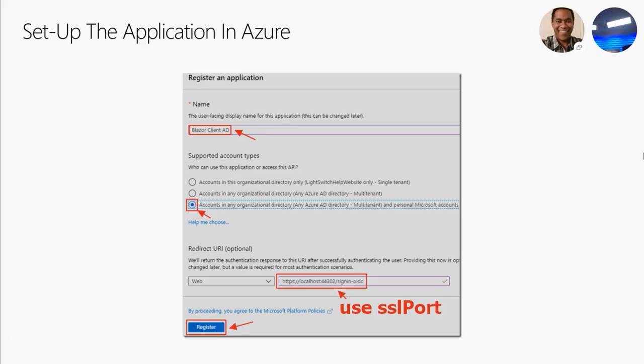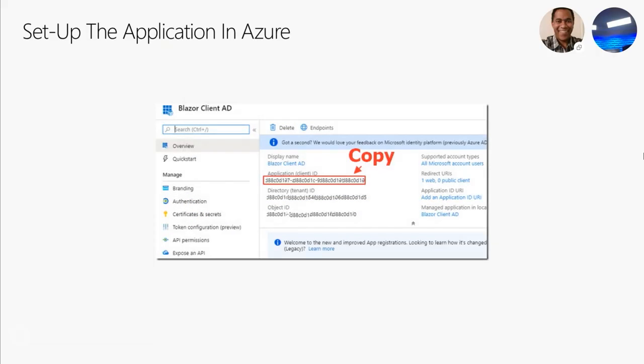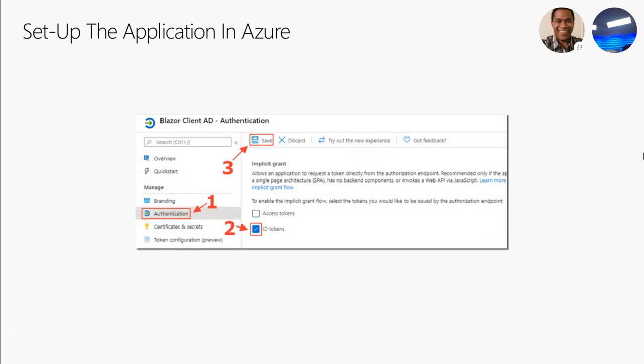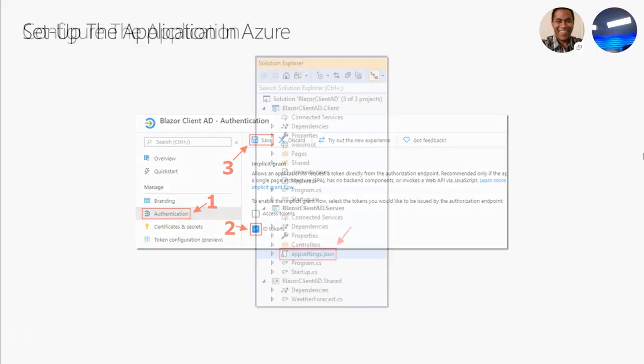The key thing here is on the redirect URL that points right back to our application after the person is authenticated. You'll need to replace that 44302 with the SSL port we copied earlier. After we create this registration, we go to the Overview tab and we'll see a client ID. We're going to copy that because we'll need that in the next step. And before we leave this, we're going to go to the authentication node and ensure that ID tokens is set and go ahead and click Save.